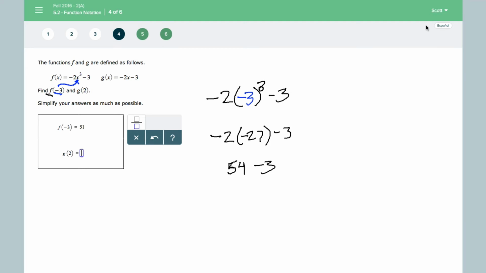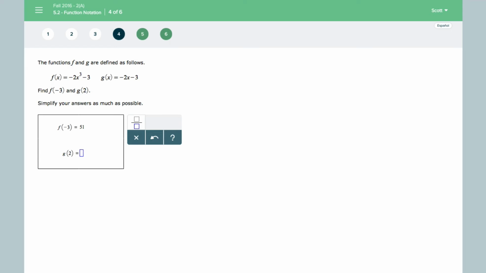Now for the g function, in the g function, we're replacing x with 2. So I'm going to put it right there. So negative 2x, what was x? It's 2 minus 3. Negative 2 times 2 is negative 4. Negative 4 minus 3 is negative 7.